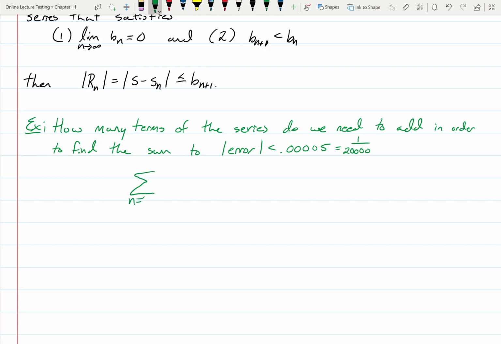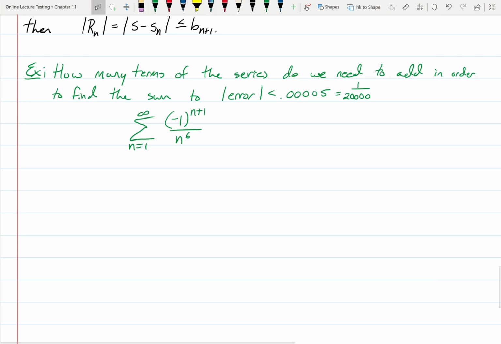Okay? Our series is the following: the sum of -1 to the n plus 1, divided by n to the 6th. So first of all, do we have an alternating series? The answer is yes. So first of all, part 1 is, does this series converge? So I'm going to take the limit as n approaches infinity of 1 over n to the 6th, and we know that this is equal to 0, so it satisfies the first condition.